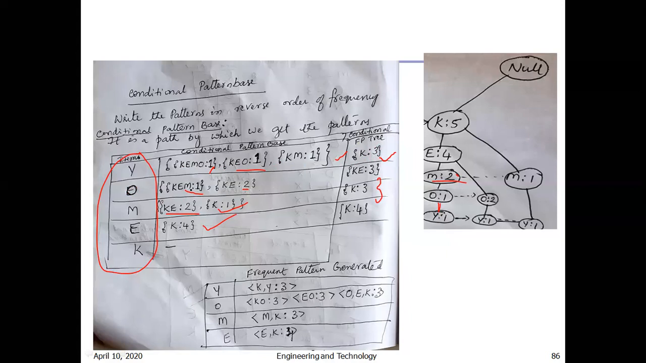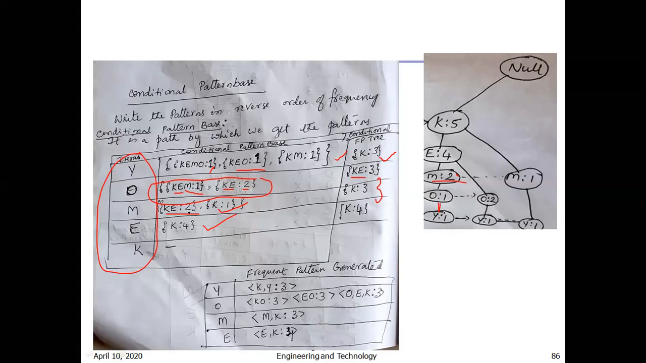Okay, next, in item O, in the conditional pattern base we need to see which items are occurring 3 times. Now M is occurring only once, but KE is occurring 3 times: once here and 2 times here. So total 3 times. That's why KE is 3 in the conditional pattern base.